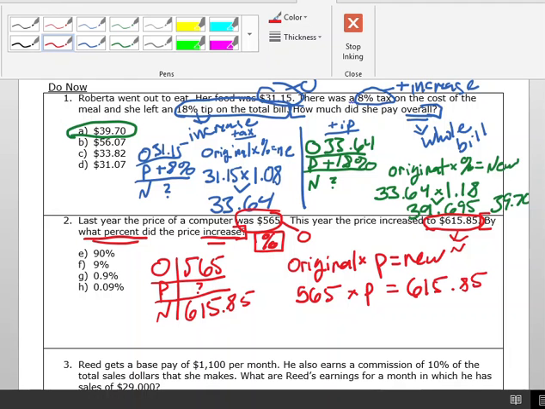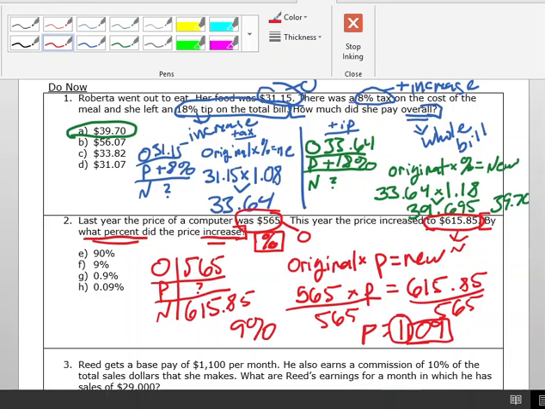And what I will do is divide both sides by 565. And what I'm going to come up with is P is equal to 1.09. All right, but that doesn't mean that that's my percent increase. That 1 represents the 100%, the 565, and the 0.09 represents the percent increase. So my percent increase is 9%. All right, yep, that's here.